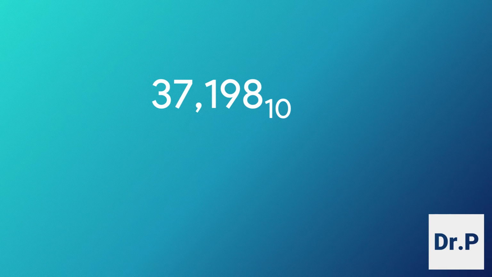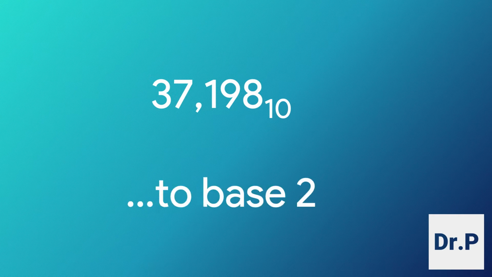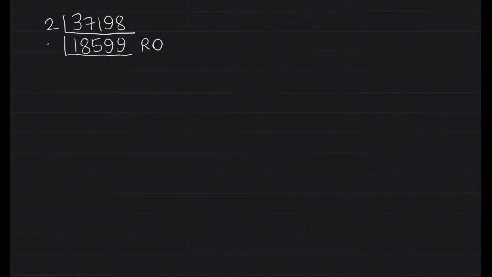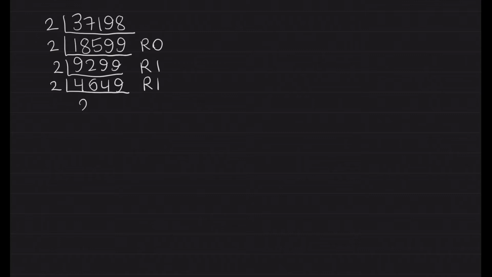So let's convert the number 37,198 from decimal to 3 different number systems. First, let's convert to base 2, or binary. We're just going to iterate the process of division here, but we want to express everything in whole numbers. So 37,198 divided by 2 is 18,599 with a remainder of 0. We divide 18,599 again by 2, get 9,299 with a remainder of 1. Divide by 2 again, we get 4,649 remainder 1. Divide by 2 again, we get 2,324 remainder 1.